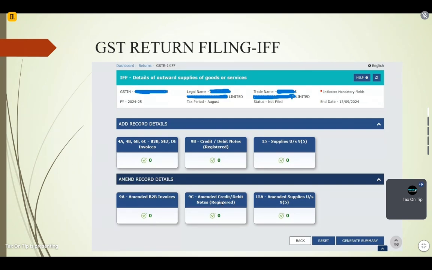You need to file GSTR-3B at the end of the quarter, after the end of the quarter, but still you need to deposit the tax on a monthly basis.